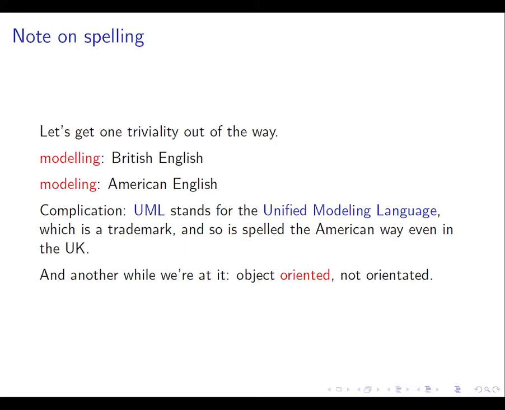While we're at it, a lovely shibboleth that people often don't know about, look up shibboleth, by the way, if you don't know the word. It's not object-orientated, even if you're British. It's object-oriented, okay? This is one of those things, it doesn't matter at all, except that if you say object-orientated, people will assume that you don't know anything about object orientation, because everybody who does says object-oriented, so just get that right.